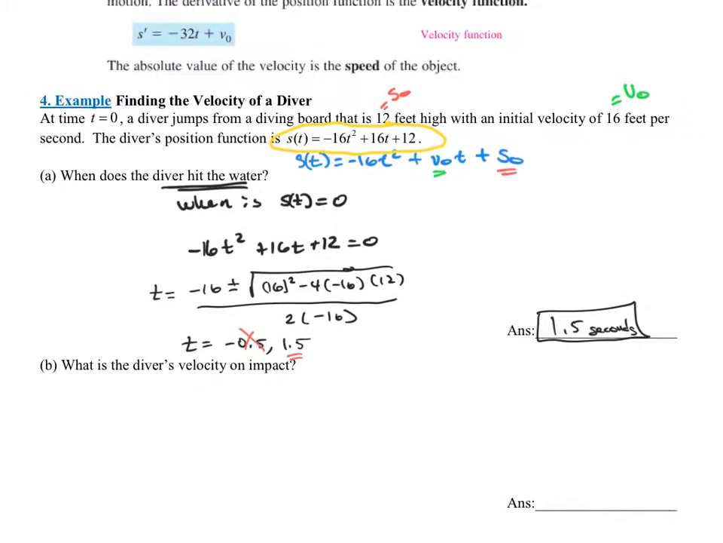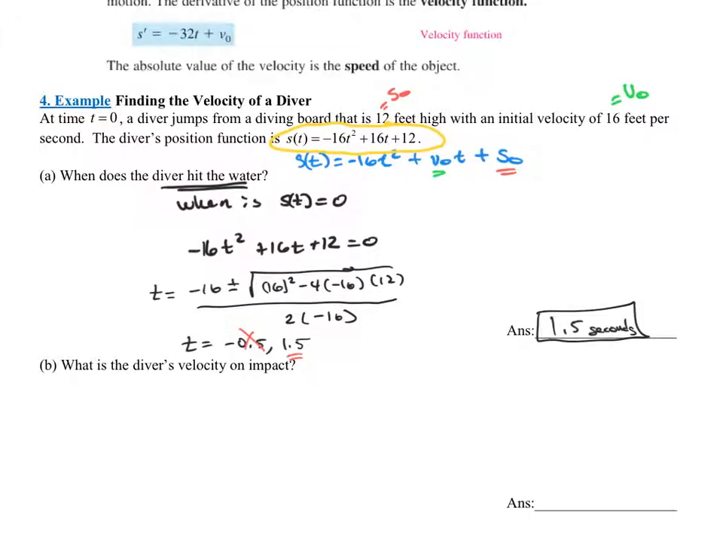And this is realistic. This is when the diver should hit the water, because a lot of professional diving is done indoors. There's no or very minimal wind resistance. So this would be the actual amount of time it took that diver to hit the water if they jumped off a 12-foot board at a velocity of 16 feet per second.